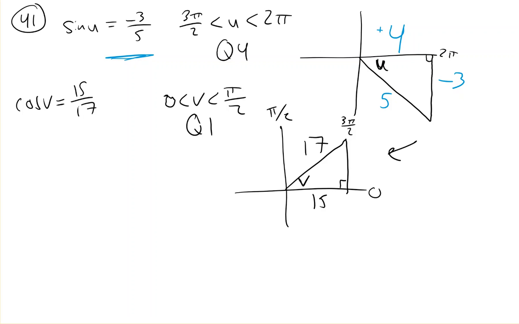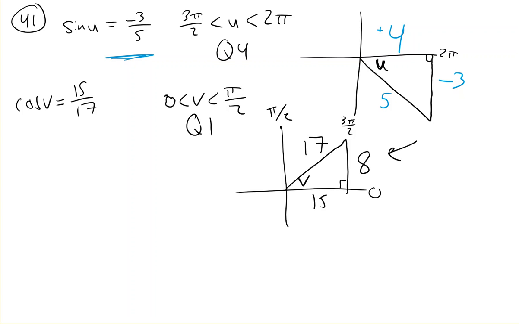Okay, now I suspect I'm probably going to need this side. And I think that's a Pythagorean triple, but it's not one that's jumping out at me. So I'm just going to do Pythagorean theorem. A squared plus 15 squared equals 17 squared. This is 8.